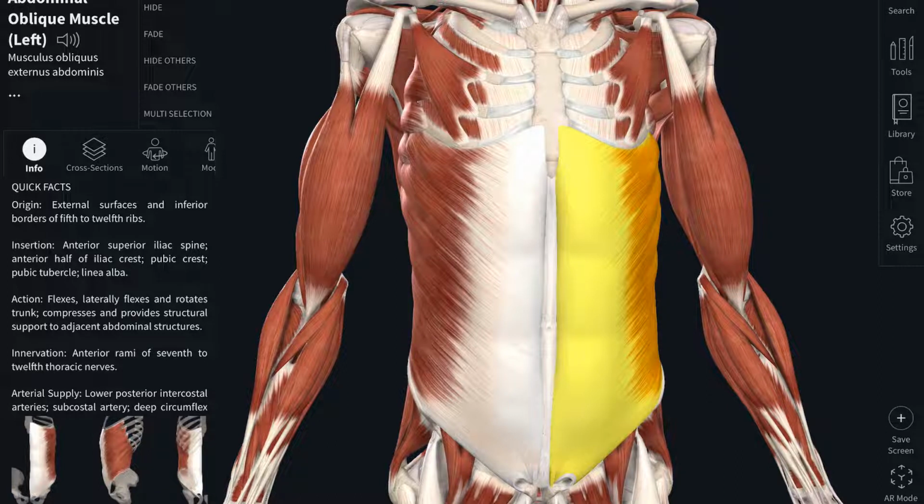Contracting the external obliques bilaterally will produce flexion of the lower spine. Unilateral contraction will produce lateral flexion and rotation to the opposite side, as in standing twists.